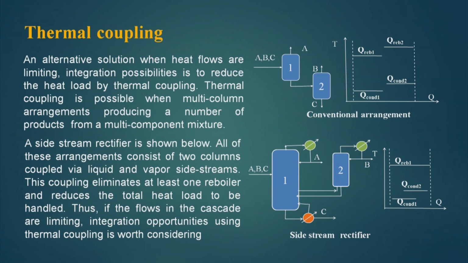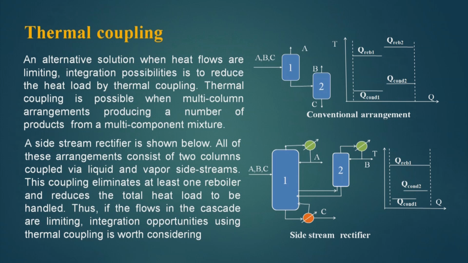Now, the side stream rectifier is shown below. Here there is a column where A, B, C go into the feed, and A comes out as top product. Then a part of the vapor is drawn from here and goes to a rectification column, and it separates B, and a part of it is returned here, and at the bottom I get C. So, a side stream rectifier is shown here.